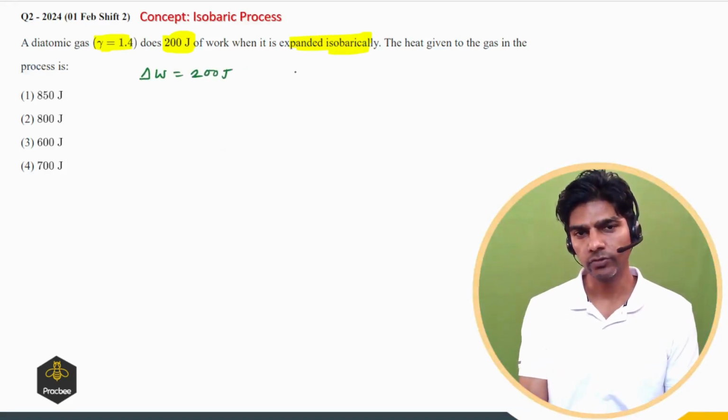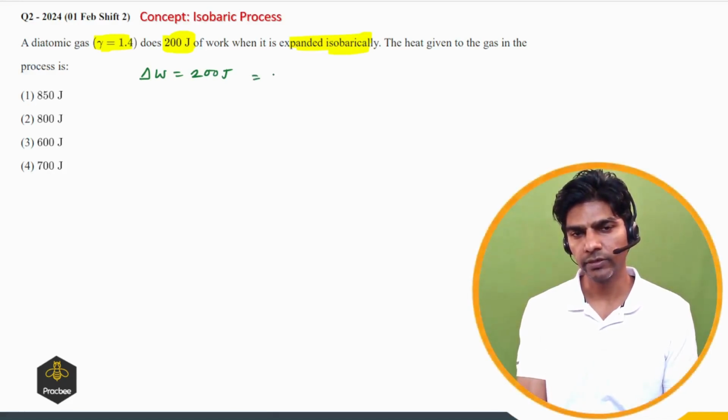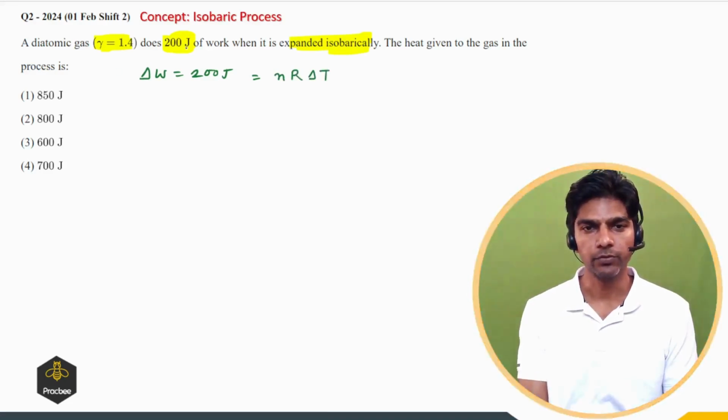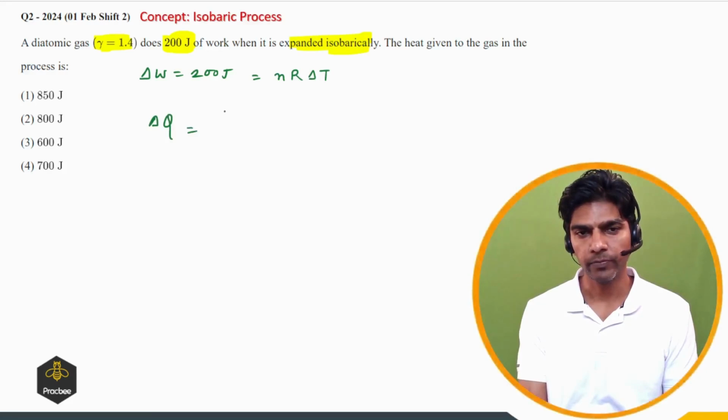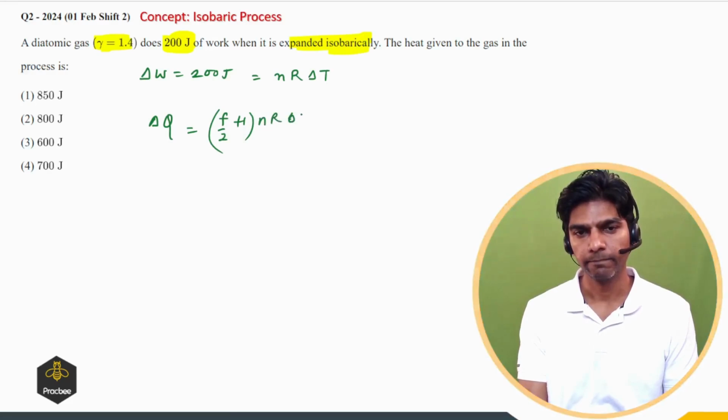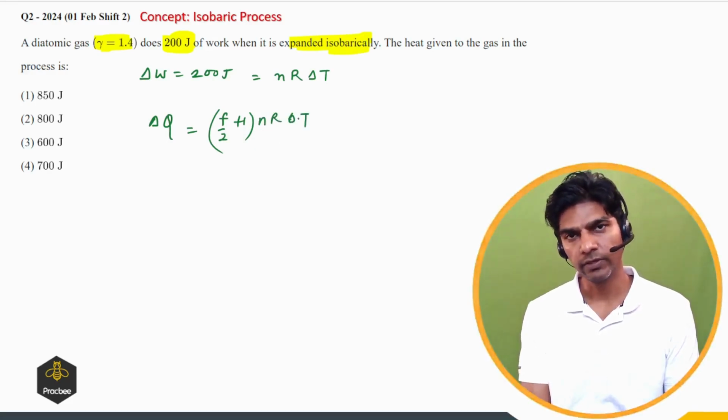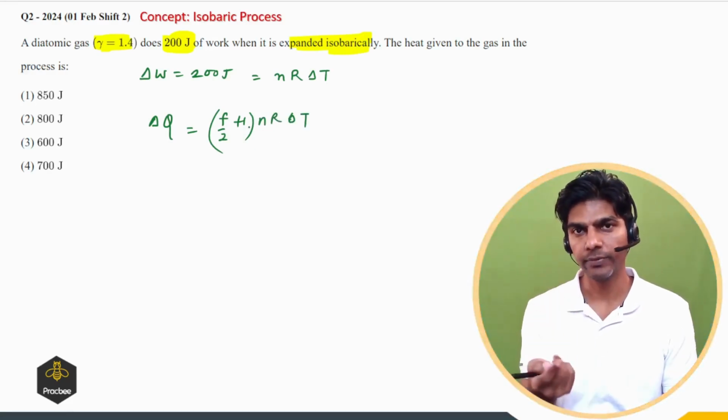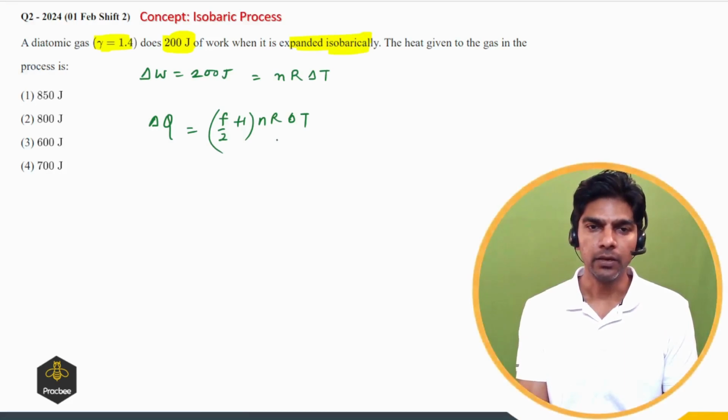We know that in an isobaric process, work done can be written as nR delta T. And we have to find heat. So delta Q in isobaric will be (F/2 + 1) nR delta T, right? Where (F/2 + 1)R is nothing but Cp, the molar heat capacity at constant pressure. Now this nR delta T is nothing but 200.